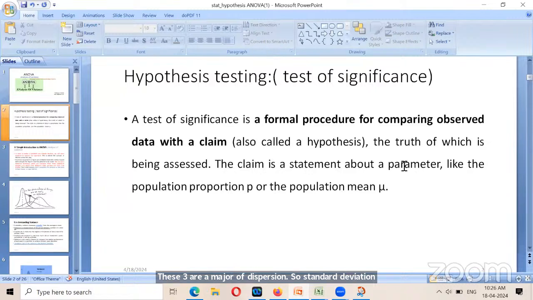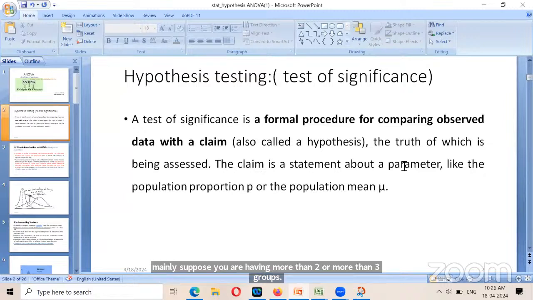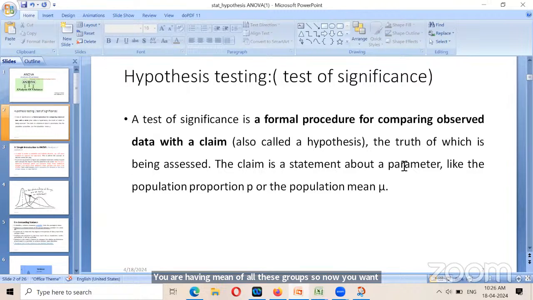ANOVA studies mainly, suppose you have more than 2 or more than 3 groups, and you have the mean of all these groups. Now you want to study how these 3 groups are different from each other. That study you can do using ANOVA. One important thing while doing ANOVA is the knowledge of hypothesis. As we are all PhD students, you might have the knowledge of hypothesis, like hypothesis and null hypothesis, right?